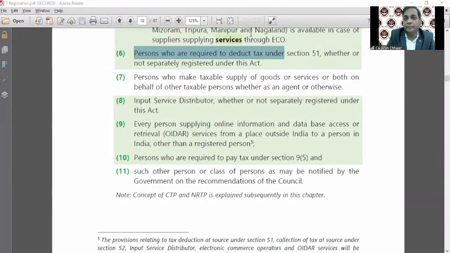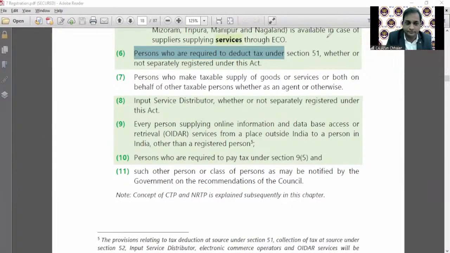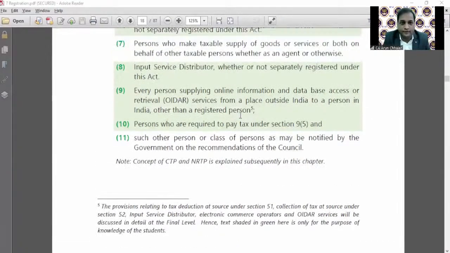See, if I am providing only services, I am using the word only, I am using the word exclusively, then you can enjoy the benefit of 20 or 10. If I provide goods, it's mandatory. If I am providing goods and services, it's mandatory. Only services, then only you can enjoy the benefit of the 20 or 10, otherwise not. So if I am providing only goods or goods as well as services, the limit would be 0. And next, such other class of persons as may be notified.